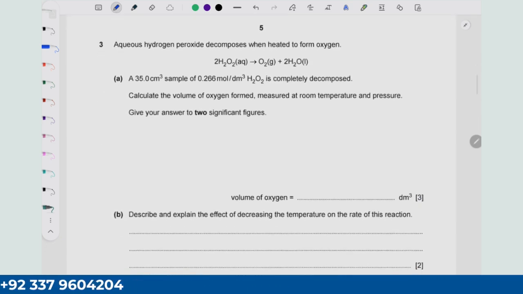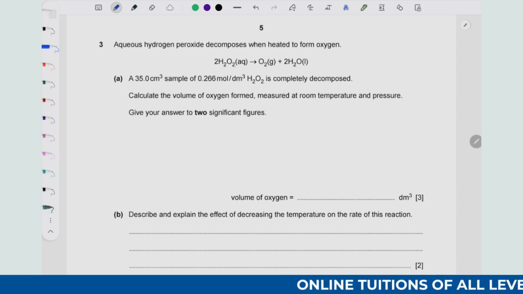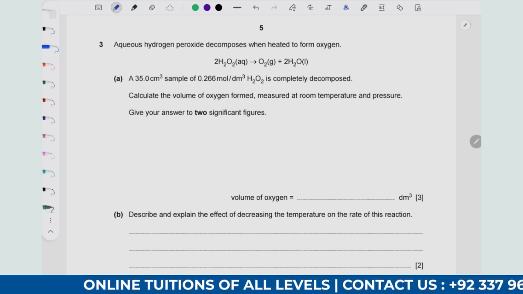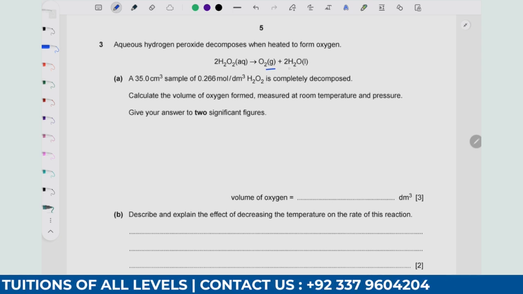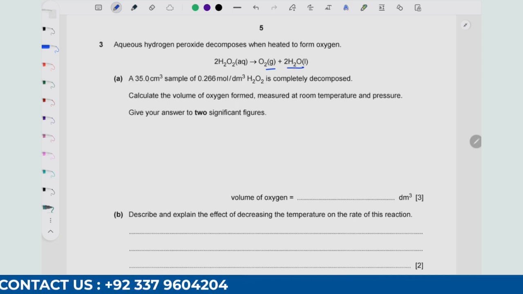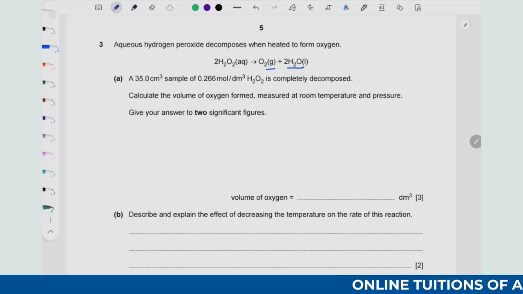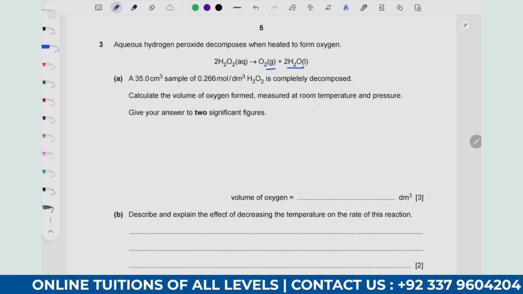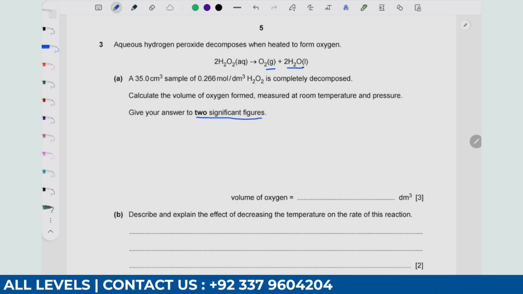The next question states that aqueous hydrogen peroxide, H2O2, decomposes when heated to form oxygen and water. A 35.0 cm³ sample of 0.266 mol/dm³ H2O2 is completely decomposed. Calculate the volume of oxygen formed, measured at room temperature and pressure. Give your answer to two significant figures.